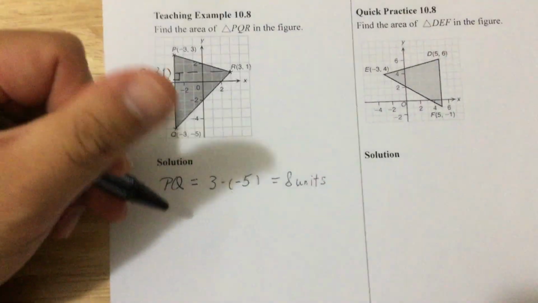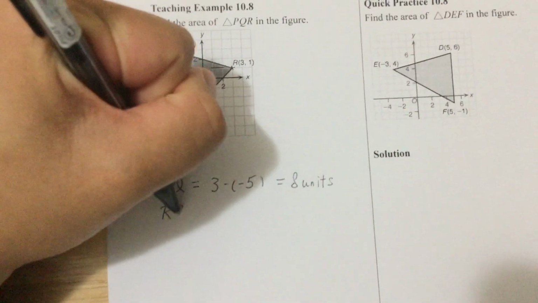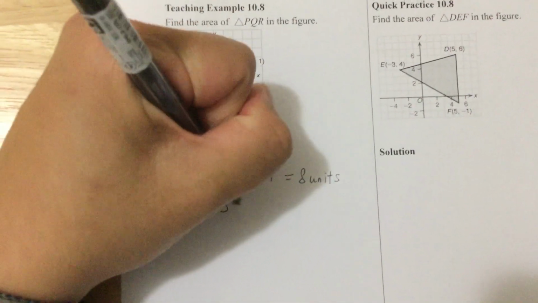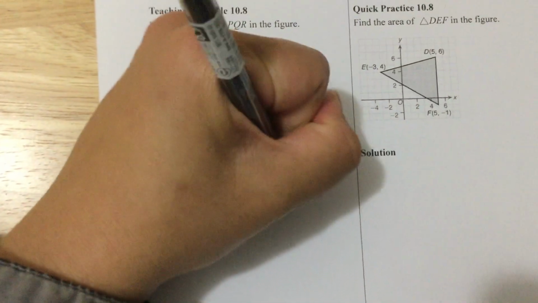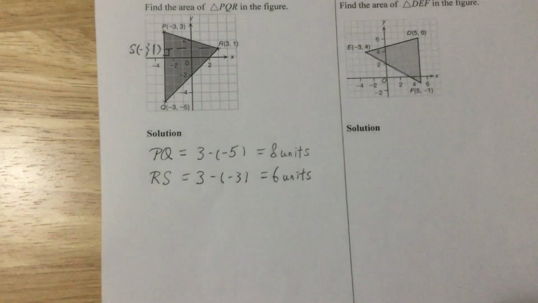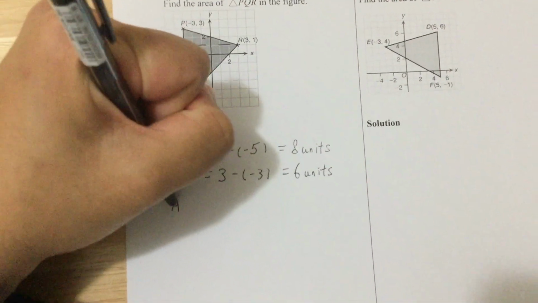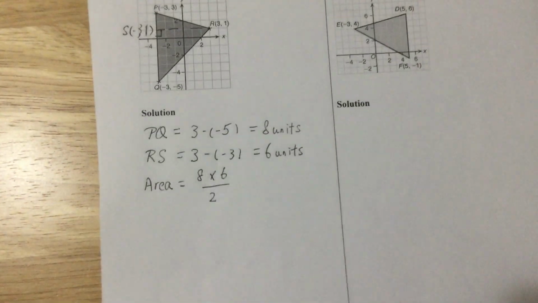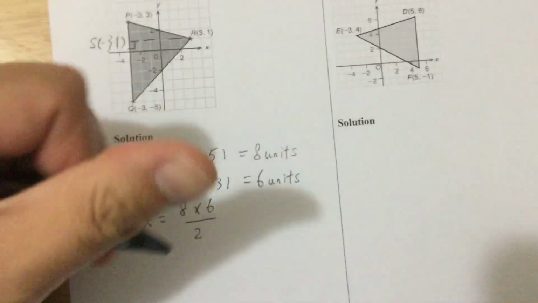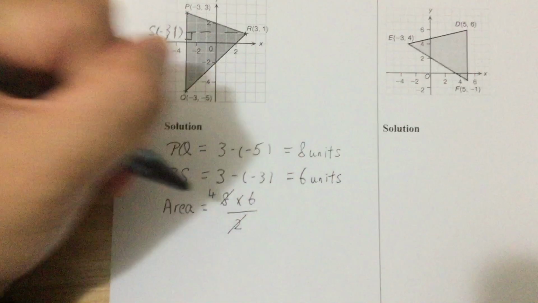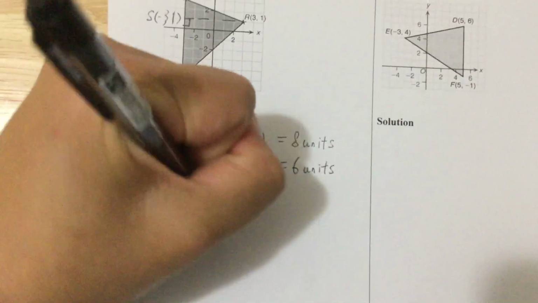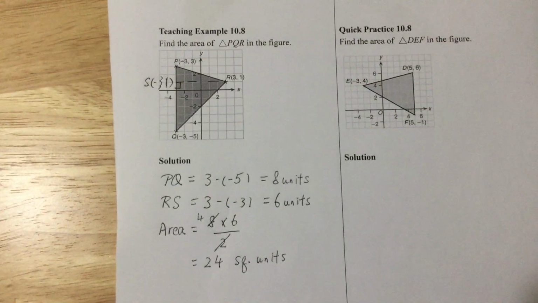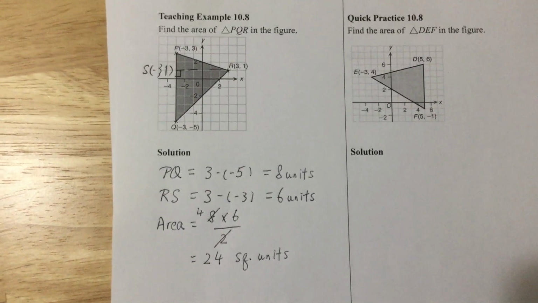Okay, now for SR or RS, RS is the height. You have 1 and 1 are the same, so you only have 3 minus -3. So that is 6 units. So the area, I will have 8 times 6 over 2. We can do the cancellation because this is multiplication. 2 and 8 gives 4. So you get 4 times 6 is 24 square units. So this is the area for teaching example 10.8.